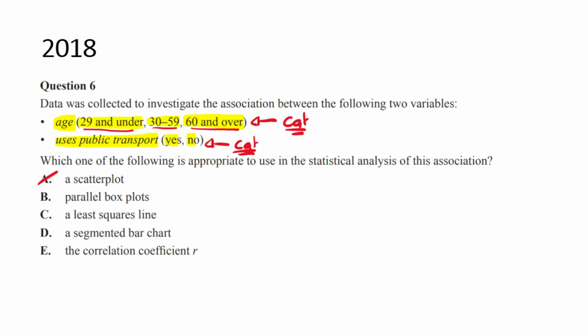Well, it can't be a scatter plot because that compares two numerical variables. It can't be a parallel box plot because that compares a categorical with a numerical. It can't be a least squares line because that is something used on a scatter plot when comparing two numerical variables. It could be a segmented bar chart, as we saw in the previous question. And it can't be the correlation coefficient r because, again, that is associated with a scatter plot. So our answer is D, a segmented bar chart, which compares two categorical variables together.